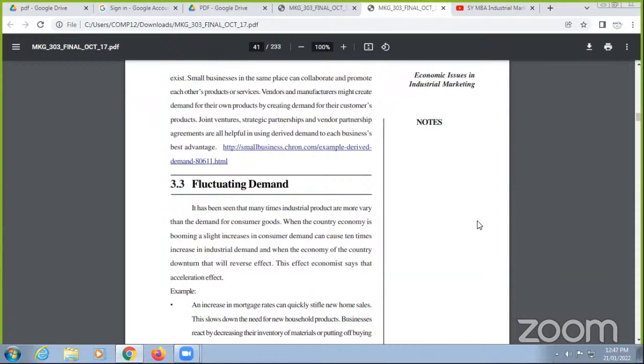Switching demands. It has been seen that many times industrial demand is more volatile than the demand for consumer goods when the country's economy is booming. A slight increase in consumer demand can cause a tenfold increase in industrial demand. And when the economy of the country is in a downturn, the reverse effect occurs. This effect economists call the acceleration effect.